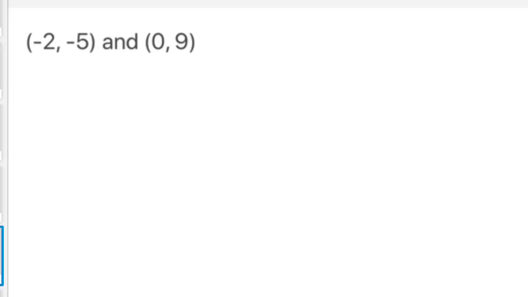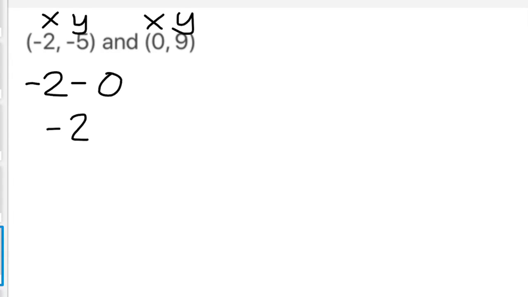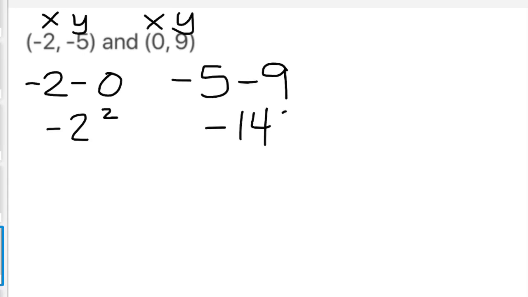All right, let's go ahead and look at one more example together before we do some guided practice. So again, I'm going to start by labeling my x and my y. And then I'm going to find my horizontal distance by subtracting my x values. So I have -2 minus 0, which is -2. And we're going to square that horizontal distance. Then I'm going to subtract my y values to get my vertical distance, which is -5 minus -9, which is -14 squared.